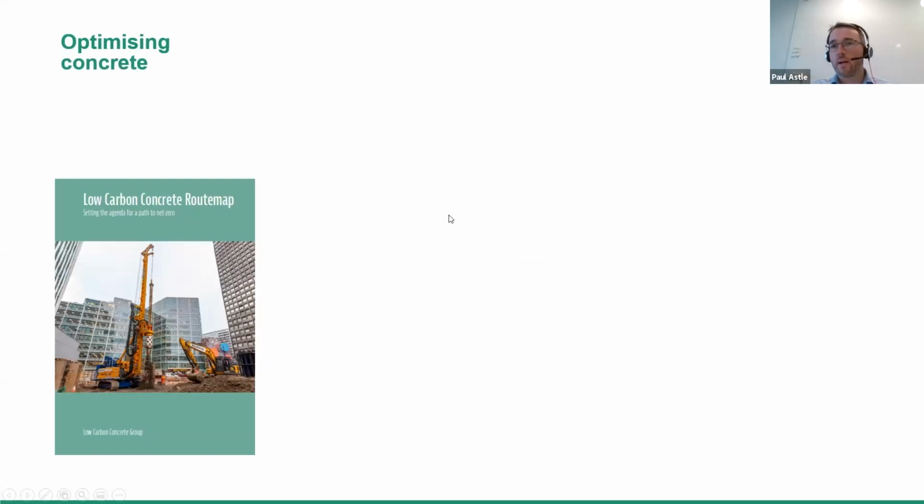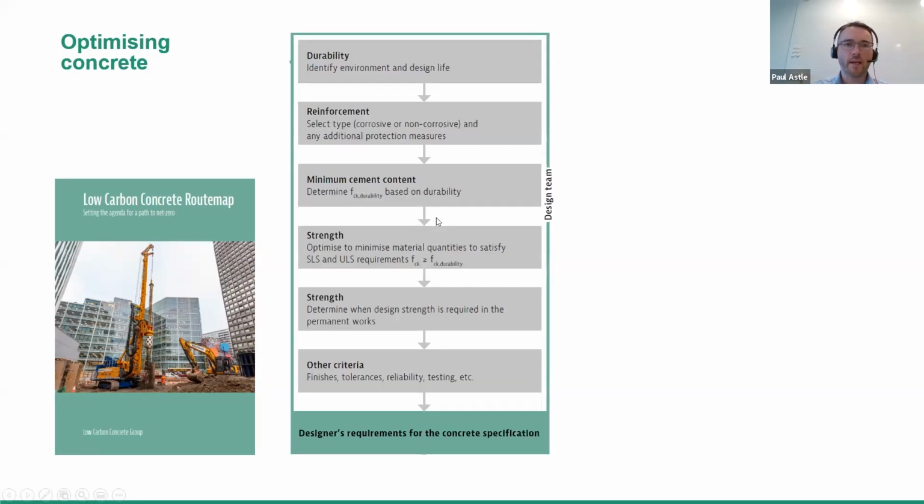So the approach that I'd like you to all take, and the key deliverable that we're working on in the low carbon concrete group, is this route map, which is going to be launched soon. I don't give a date in case I get it wrong, but soon, in the next few months. One of the key aspects of it is going to be this flow diagram, and there are many other bits of guidance, but one thing I want to draw your attention to is this idea of a systematic approach to your project and how to bring down that carbon and optimize your concrete for carbon.